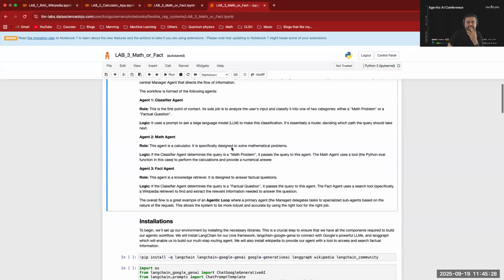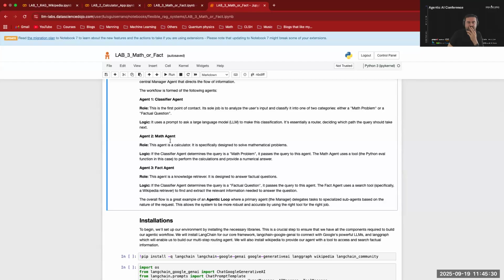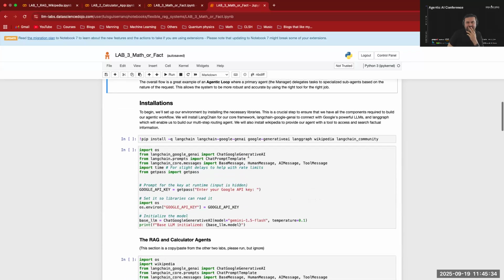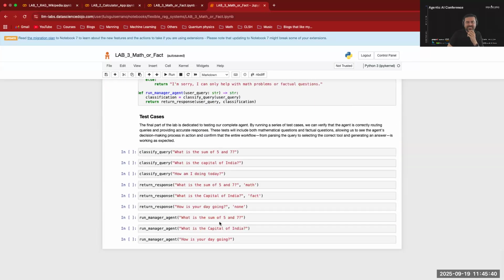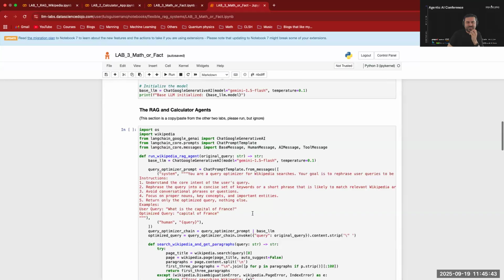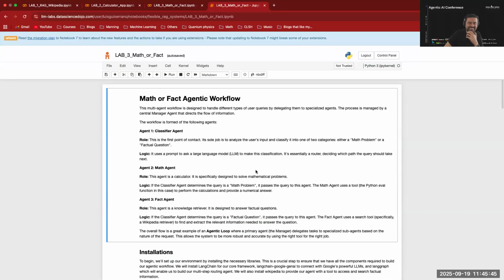Okay, so here's math or fact, right? I have the classifier agent, I have the math agent, and I have the fact agent. By the way, there's a small thing, and I don't know how many credits Google gives. Normally, by the time I get to the last question here, I start running out of credits. So don't run them too many times until you go through the third lab.